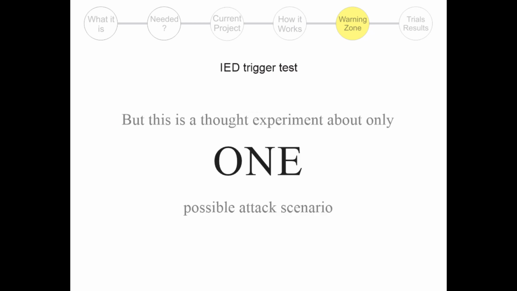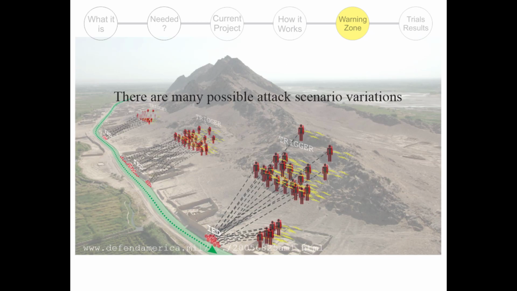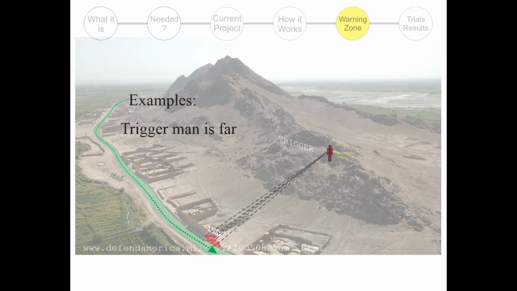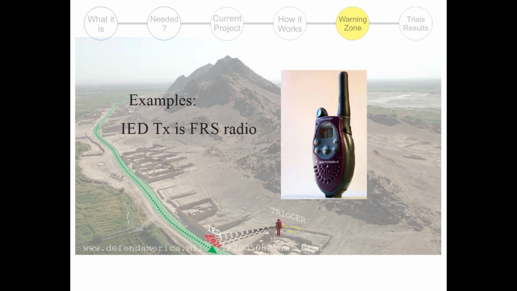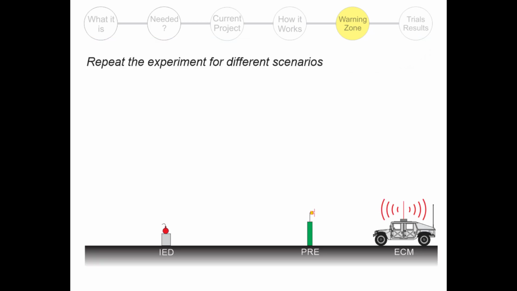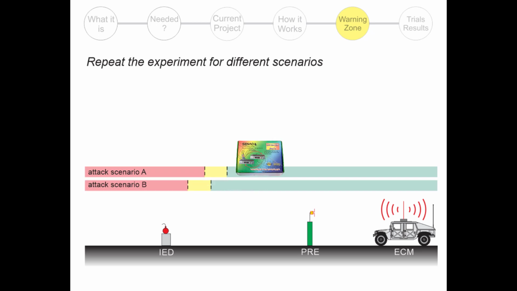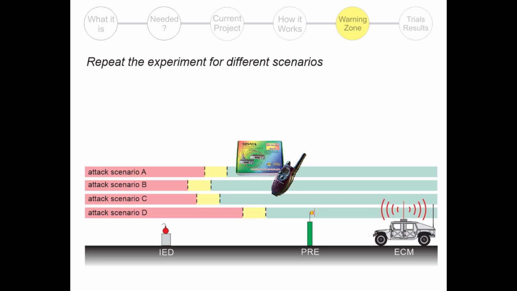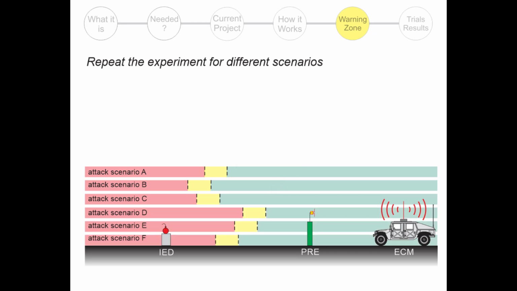But this is only for one possible attack scenario. There are other possible attack scenarios. For example, the triggerman is far away, or the triggerman is close, or the IED is an FRS radio, or it's a long-range cordless phone. All kinds of adjustments we could make to the possible attack scenario. So let's do it again in the thought experiment. Let's repeat the experiment for different scenarios. Here's attack scenario A, it's a long-range cordless phone. Attack scenario B, it's an FRS radio or a garage door clicker, and it's close range, or C, D, E. At each experiment, we get a different answer for the transition region of ECM effectiveness.